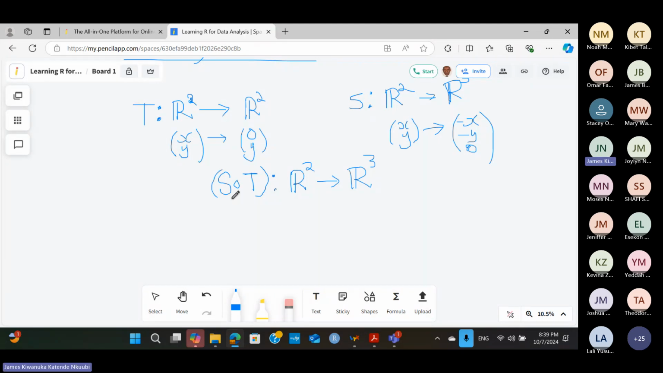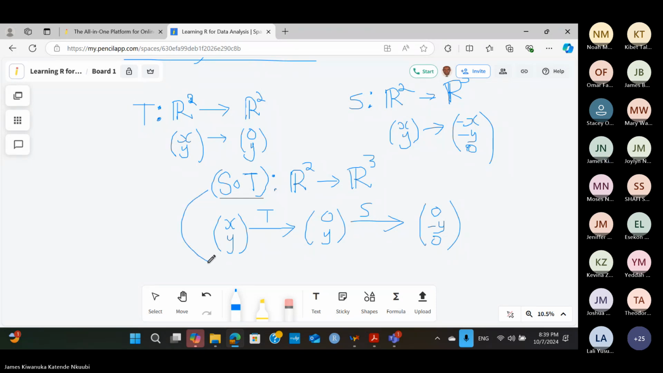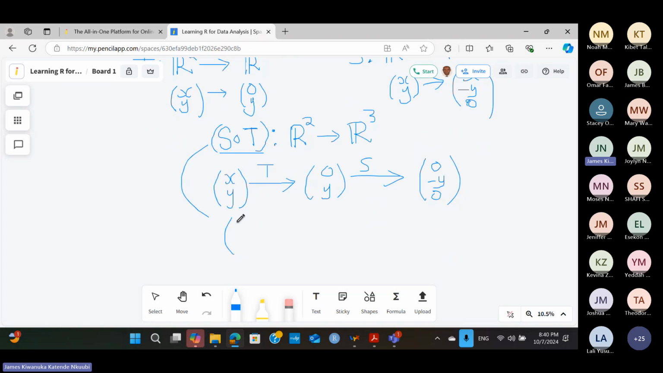If you want to define this map now, you have to pick a vector in R2. The first actor is T. What will T do? It will send you to 0Y, right? Then S will pick up from there. What does S do? X is 0, so this is just 0, minus y, and 0. So this map ST, S composed with T, simply picks XY and sends it to a vector in R3, 0, minus y, 0.